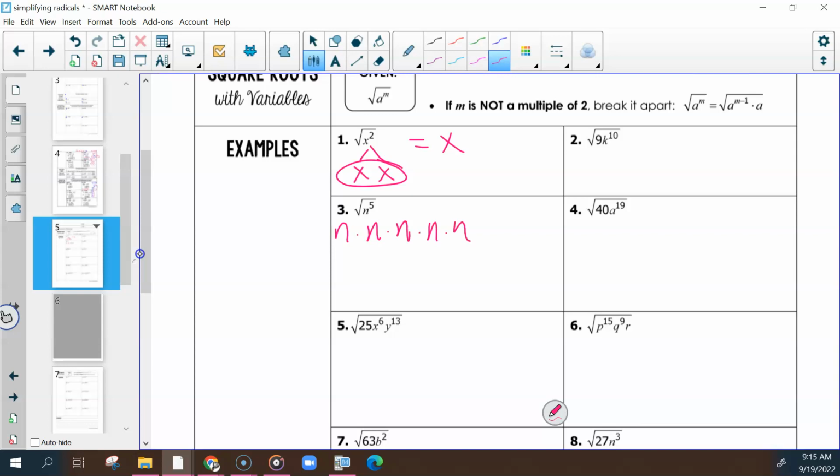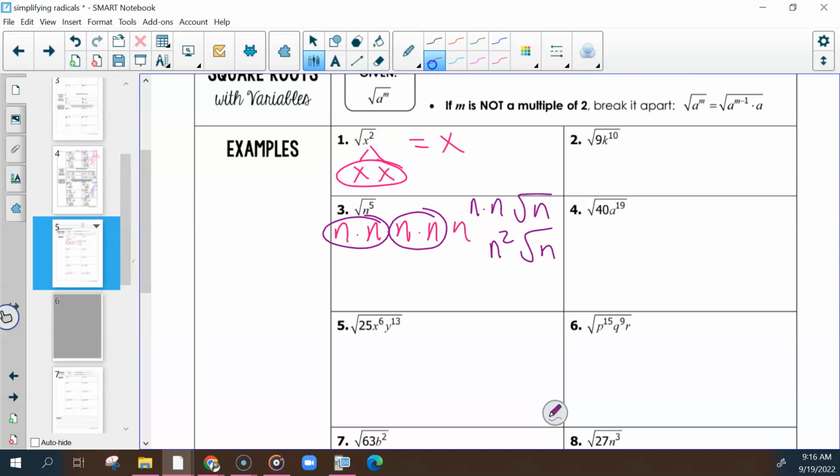5 times, correct. So then again, we're looking for pairs. How many pairs would we have here? 2. With one left over, that one that is by itself would be unfortunate and would stay inside. But now we have to multiply these variables together. There are 2 of them, so that would be n squared times the square root of n.